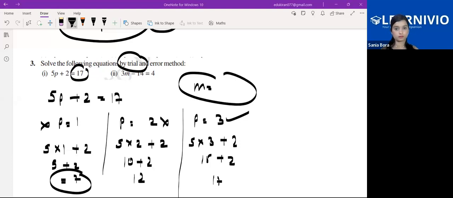Ma'am, so in the second one, we have to first multiply by 1, 2, and if it's not coming in 1, we have to go to 2. Yes. Okay, ma'am.